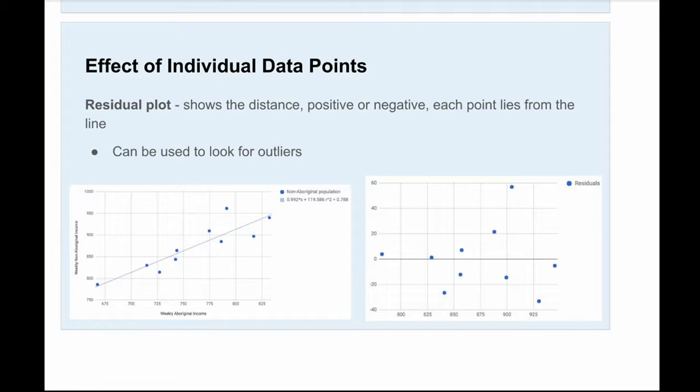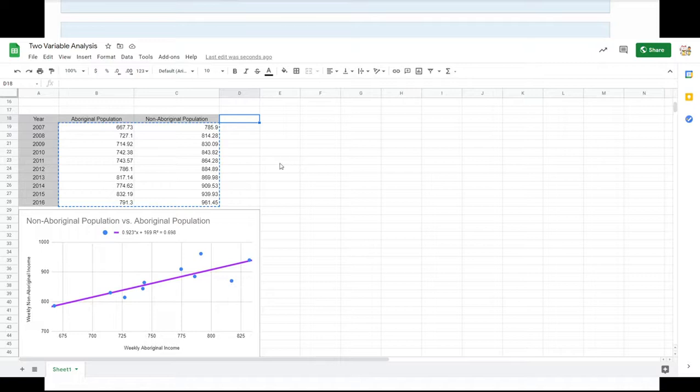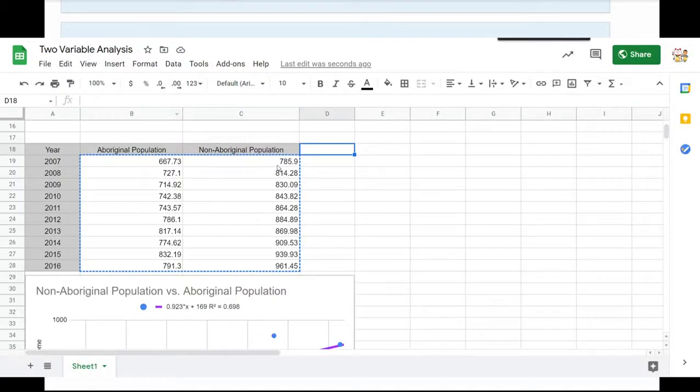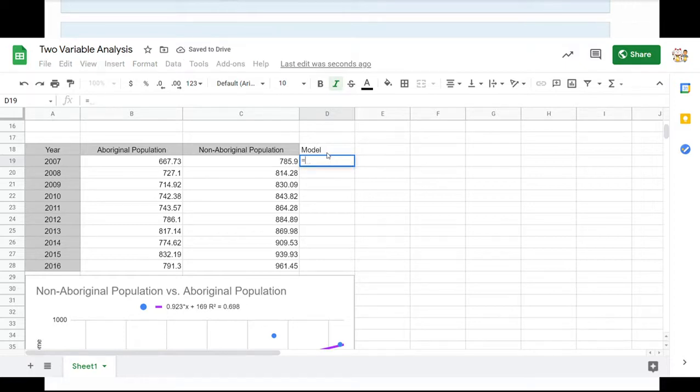So to create our residual plot, it is going to be a little bit different in terms of what the steps are. There are going to be a few more steps. But essentially what we want to do is create an extra column that's called model. And we're going to basically use the model of our original scatter plot, or the linear regression.